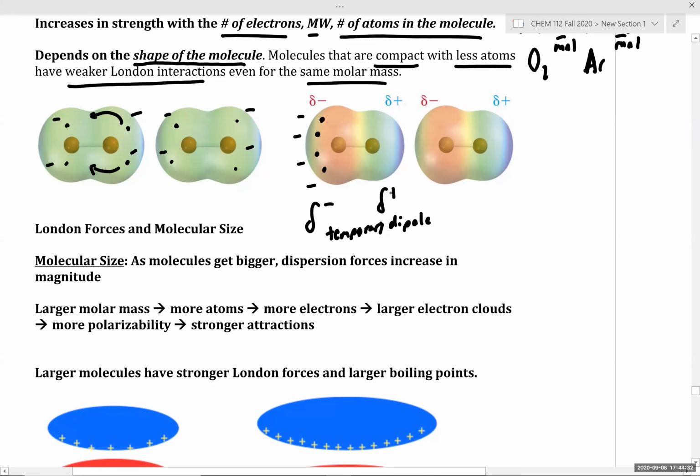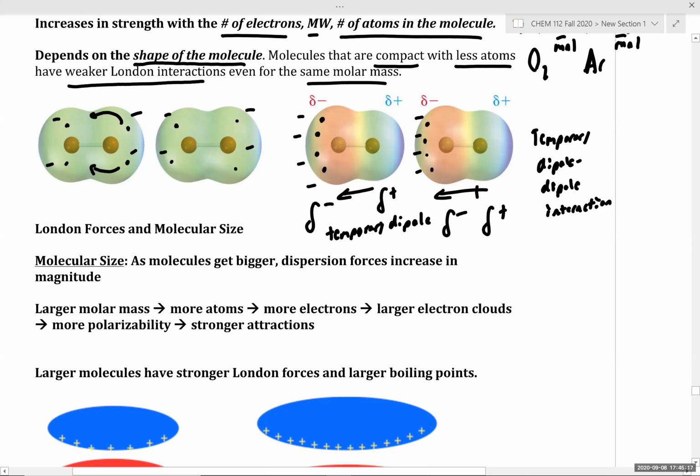And in turn, from this temporary dipole, it will affect the distribution of electron density in adjacent molecules. Our electrons will begin to accumulate in order to get closer to this source of partial positive charge, and in turn, we have generated a second temporary dipole. We now have an attractive interaction between two temporary dipoles, and this is the backbone of London forces. It's a temporary dipole-dipole interaction.